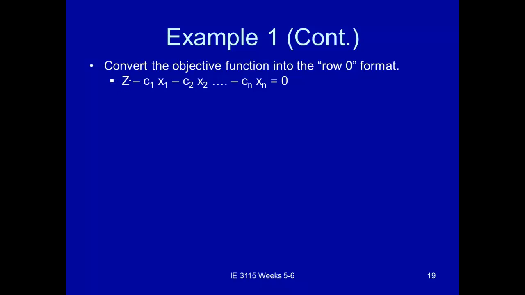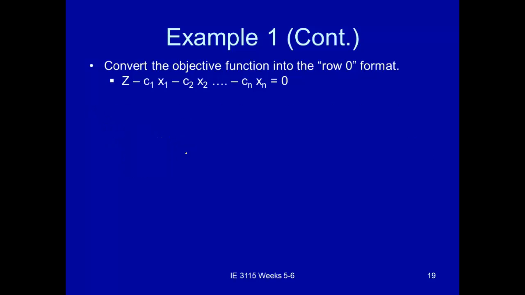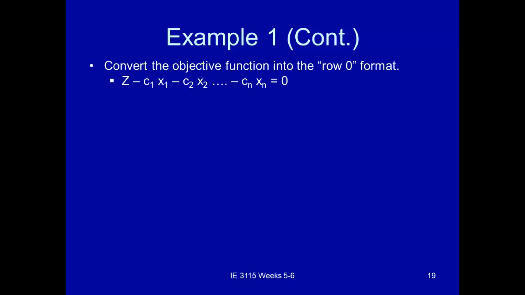So that's z subtract your right-hand side equals 0. And we'll put the equations, including the objective function in the converted format, into a table. Specify the row number and the coefficient of each variable in each equation. Earlier we had 4 equations, plus this objective function, we have 5. So we're going to put 5 rows.